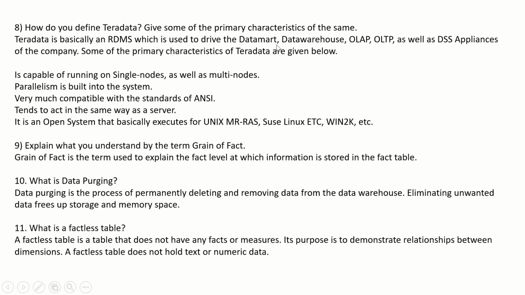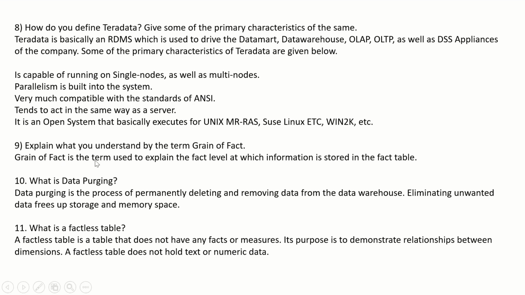So the next question is, how do you define Teradata? Give some of the primary characteristics of the same. Teradata is basically an RDBMS, which is used to drive the data mart, data warehouse, OLAP, OLTP, as well as DSS appliances of the company. Some of the primary characteristics of Teradata are given below. It is capable of running single nodes as well as multi nodes. Parallelism is built into the system, it is very much compatible with ANSI standards, and tends to act in the same way as a server. It is an open system that executes Unix, MR-RAS, SUSE Linux, Win2K, etc.